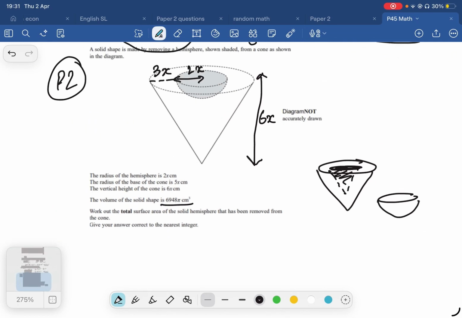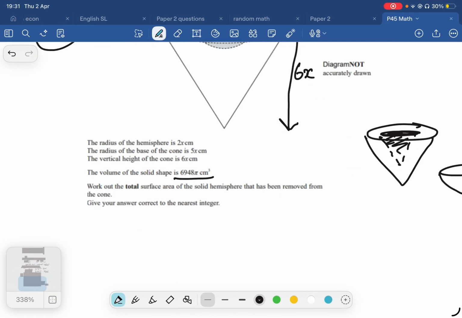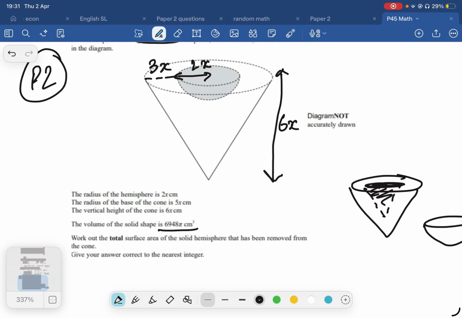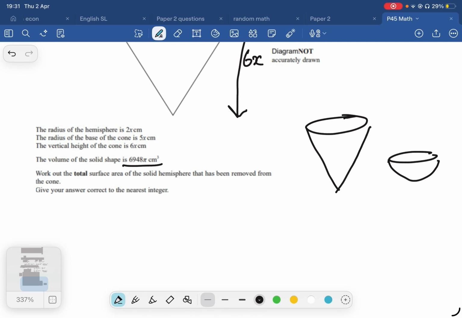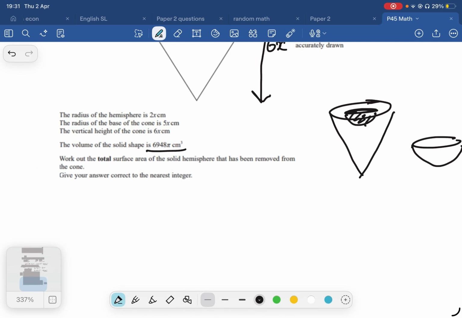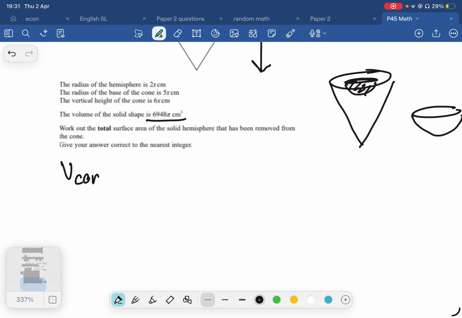Well, first we need to find the radius. We need to find the value of x. And we do that by making an equation. So the volume of the solid shape is 6948 pi. And remember, the solid shape is the cone with the hemisphere removed. That's actually wrongly drawn. It would be something like this with a hemisphere removed. And we find the volume of that by doing volume of the cone minus volume of the hemisphere, because you remove the hemisphere from the cone. Then you get the volume of the solid shape.